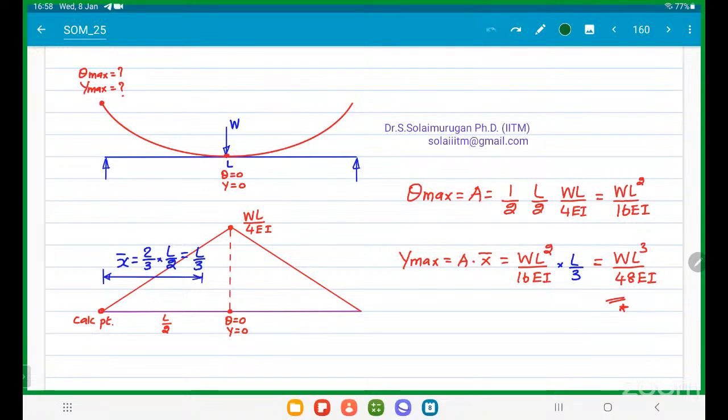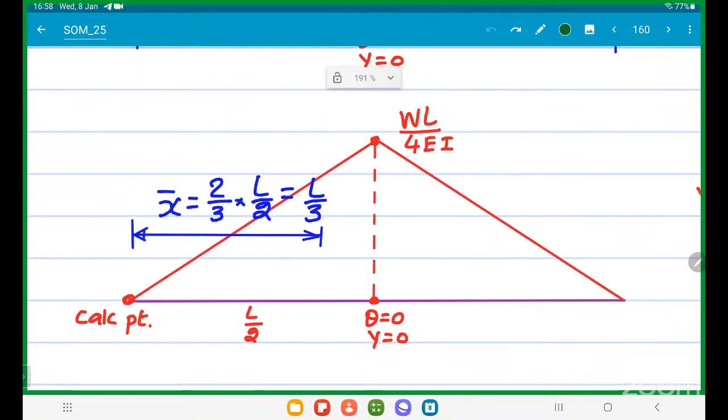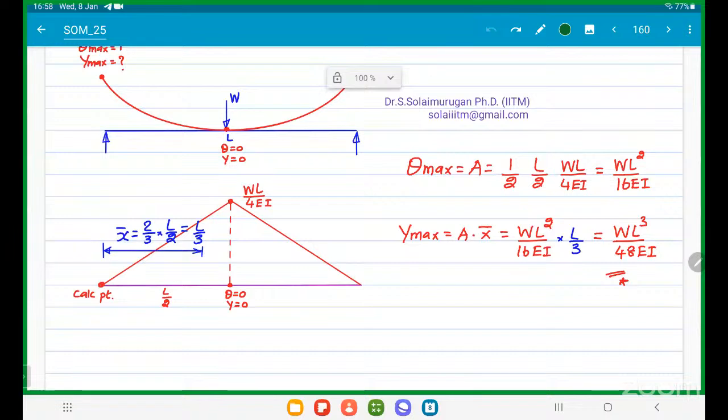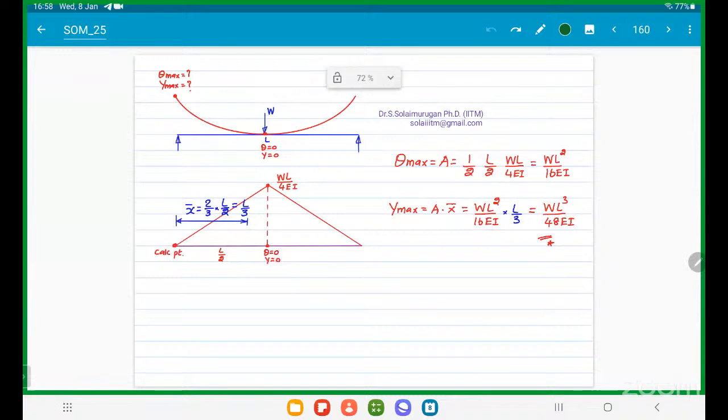Into X bar. What do you mean by X bar? X bar is nothing but the distance between the calculation point and the centroid of the selected area. What is this length? Sir, 2 by 3 of B. What is B? L by 2. So 2 by 3 of L by 2 is nothing but L by 3. If you multiply these two, you will get capital W L cube by 48 EI.